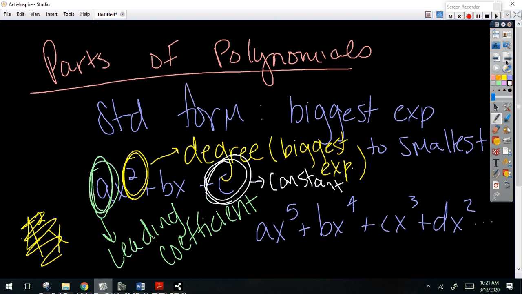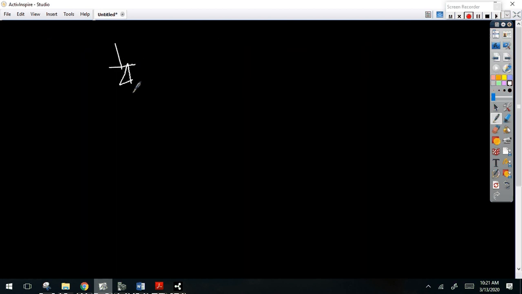All right, let me give you an example. Let's do one together first and see. Okay, that's the leading coefficient. That's the degree. All right, stop labeling.